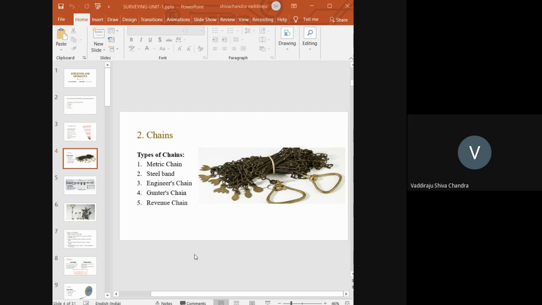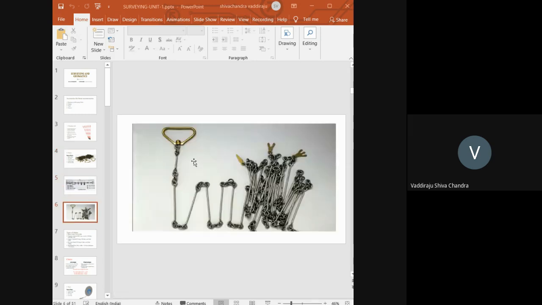See here. This is one end of the chain which has a brass handle, and the other end also has a brass handle, and the length of the chain will be engraved or printed on it. If it is a 20-meter chain or a 30-meter chain, it will be mentioned on the handle. By seeing that value, you can say the length of the chain is 30 meters, 20 meters, or 5 meters, 10 meters like that.